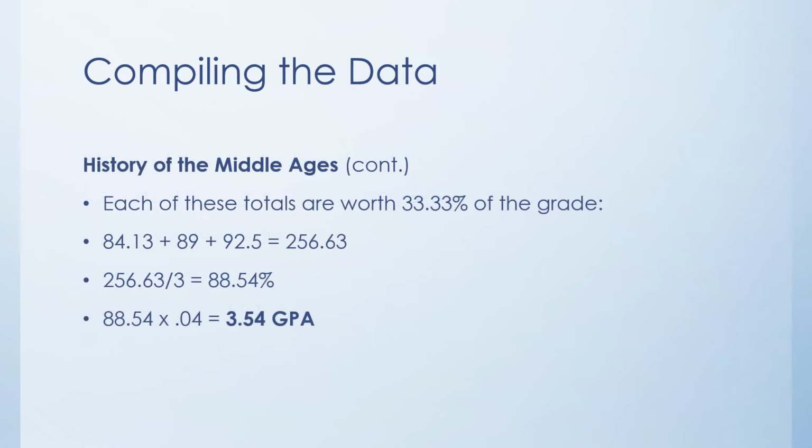We took those totals because they were equal, a third of the final grade each. So 84.13 plus 92.5 plus 89 resulted in 256.63. Divided that by 3 to get 88.54%. Multiplied 88.54 times 0.04 for the grade scale. And so his final GPA for that particular course was 3.54.